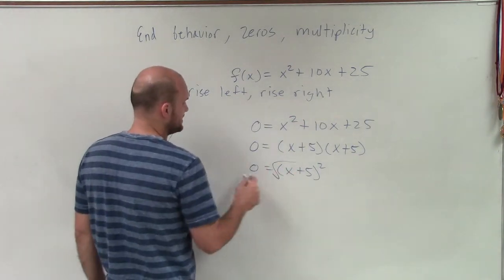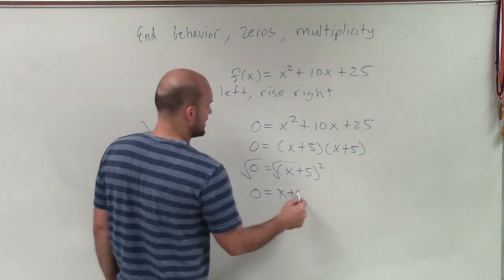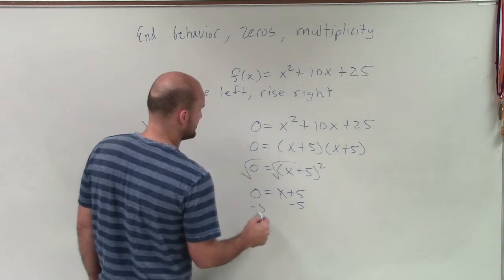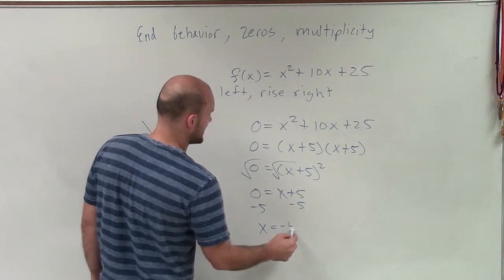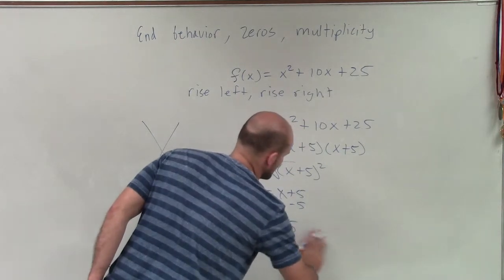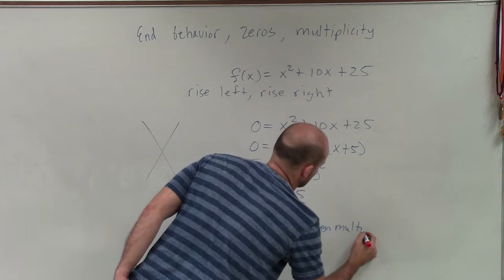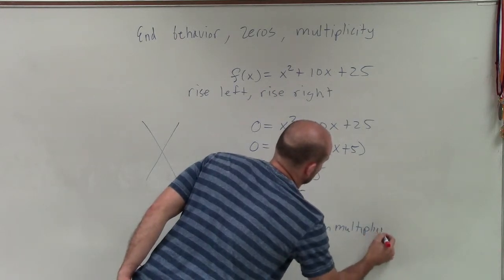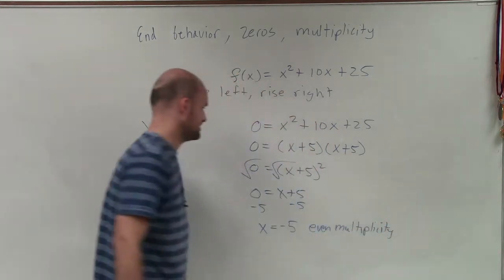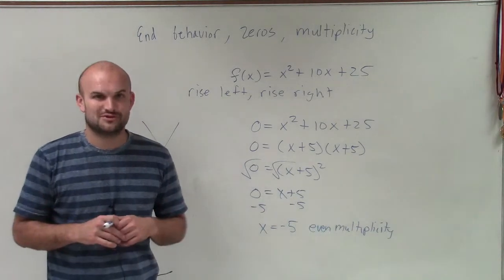So anyways, for finding the zeros here, we know that we'll have 0 equals x plus 5, subtract the 5 on both sides. So we can say x equals negative 5, and that has an even multiplicity, or a multiplicity of 2, but since it's even, we know it's going to rebound. So there you go, ladies and gentlemen. There's your answer. Thanks.